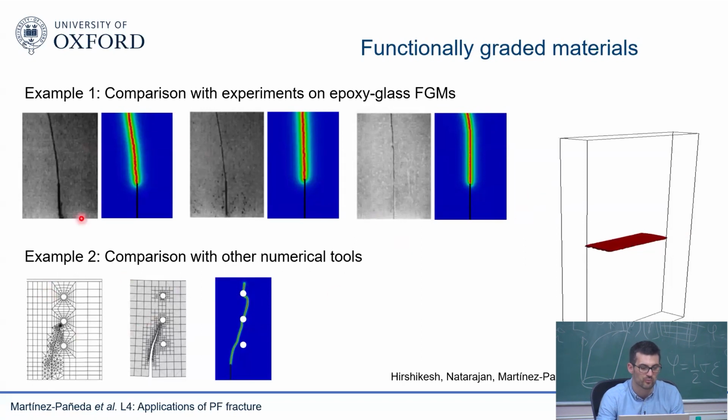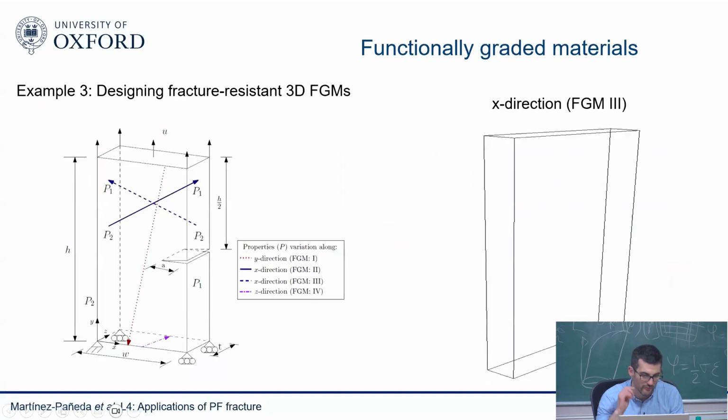You can capture well with experiments the crack deflection due to this variation in properties, and you can capture well also this kind of fracture property. And you can do it in 2D and 3D. So we have used this to develop fracture-resistant materials. Some people say, okay, if we can change properties in space, maybe we can design a material where the crack will encounter a tougher material as it propagates. This is what you see here. So this is a 3D problem.